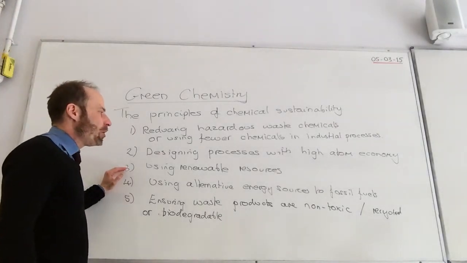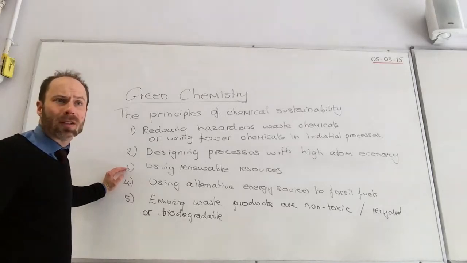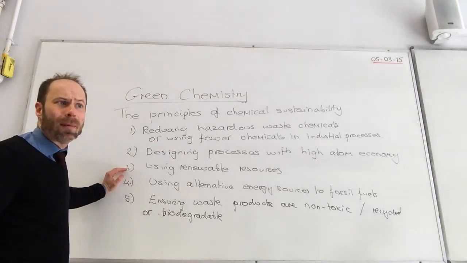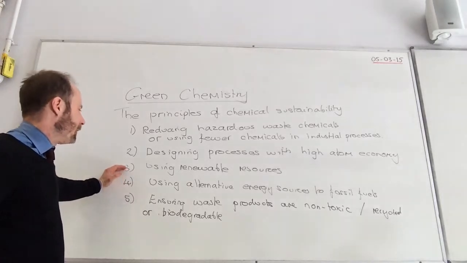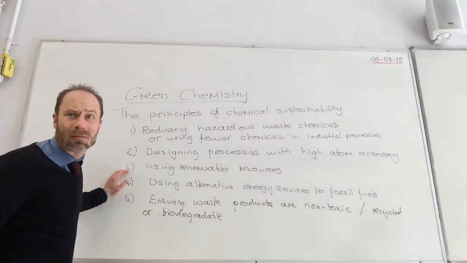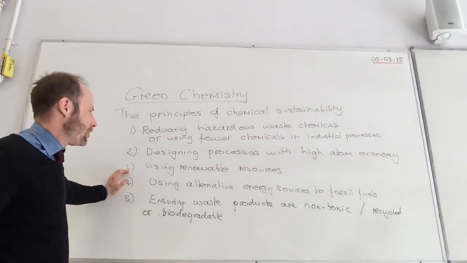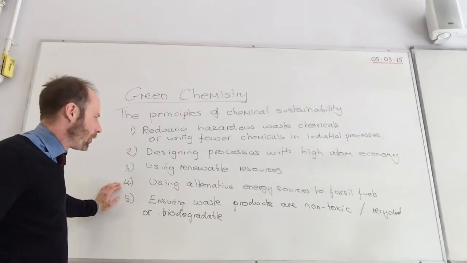We try and use renewable resources, so things from plants and so on, rather than having to use crude oil. So, for example, one example would be plastics, that we can create plastics using plant-based materials rather than crude oil.